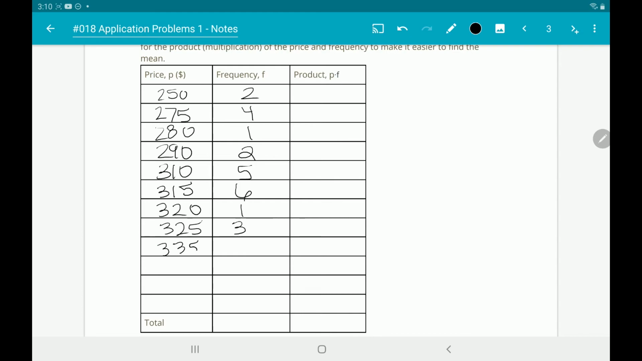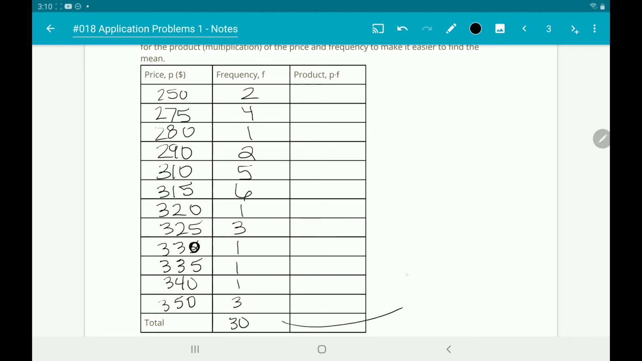335 is on the list once. 330 is on the list once. 335 is also on the list once. 340 is on the list once. And then 350 is on the list 3 times. And if you add it all up, that gives us 30.